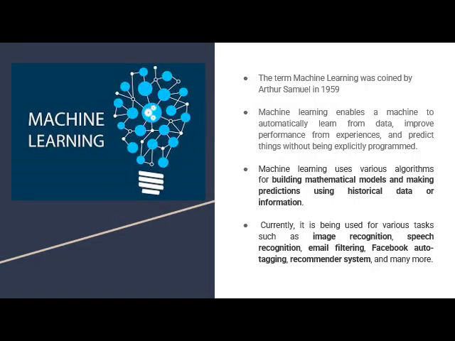The term machine learning was first used by Arthur Samuel in 1959. Machine learning enables a machine to automatically learn from data, improve performance, and learn from experiences, and after that it will predict things, and all of this is done without being explicitly programmed. Machine learning uses various types of algorithms for building a mathematical model, and after that it makes predictions using the historical data or the information which is provided to it during the training phase.